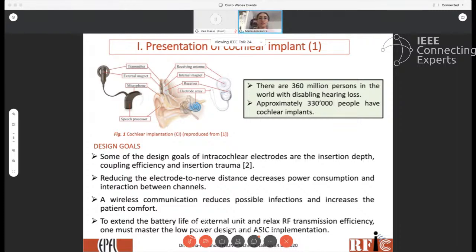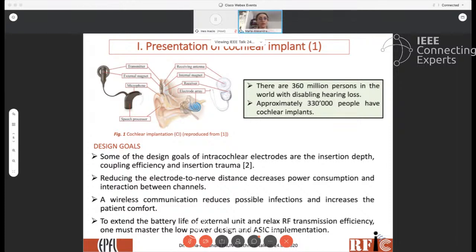But just before jumping into giving you an overview of the cochlear implant, I would just like to mention that there are approximately 360 million people in the world suffering from various degrees of disabling hearing loss. Approximately 330,000 people have cochlear implants. This means that approximately 1 in 1,000 people with some hearing loss would have a cochlear implant.